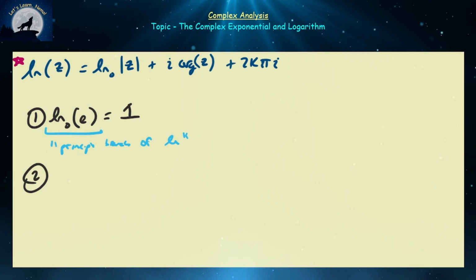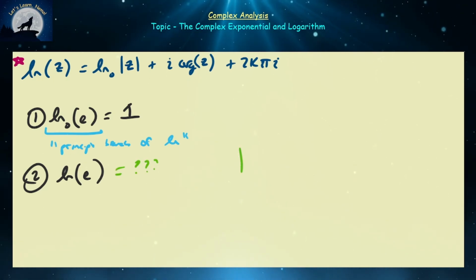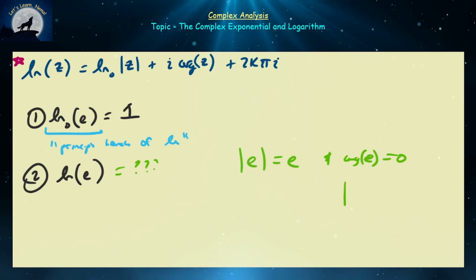So the natural log principal branch of e will be equal to 1, but what is the natural log of e in the complex sense? Well, what do we know? We already know that the norm of e is going to be equal to e, because e is a real number, and also the argument of e will be equal to 0, because where is e?